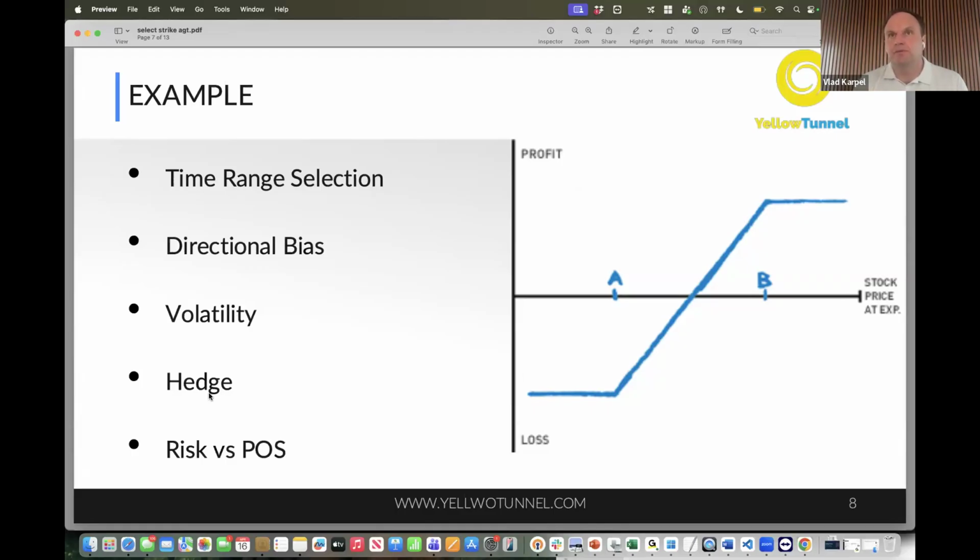What is the purpose of selecting those strikes? Again, are you speculating, or are you hedging your positions? And you always want to look at the risk versus probability of success, right? When you select these strike prices, you want to look at, based on historical volatility and implied volatility, what is the probability of the stock reaching that level, how much risk am I taking, and what is the probability, right? Some people like high risk trades, right?